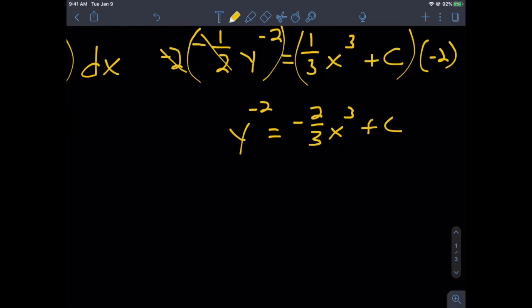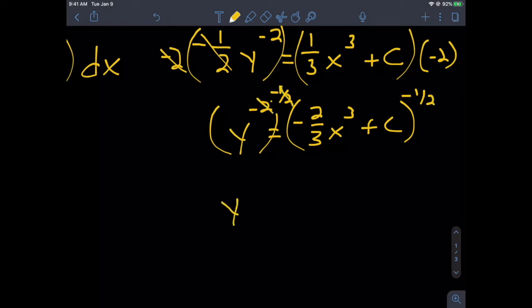Now one way, and probably the easiest way to get rid of the exponent for y here, is to raise both sides to the reciprocal power. So we're going to raise both sides to the negative 1/2, and that'll take care of that negative 2 real nice. There it is. See you later, negative 2. That leaves us with y equals negative 2/3 x cubed plus c, quantity to the negative 1/2.